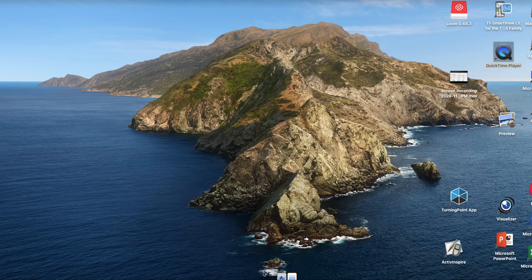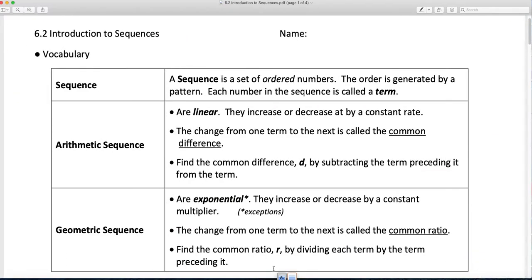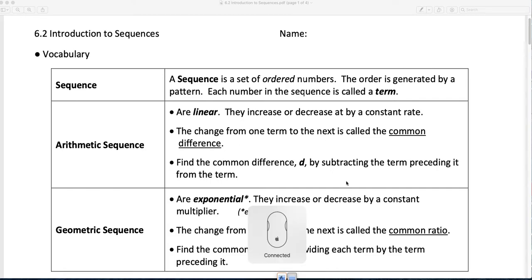Lesson 6.2, Introduction to Sequences. Let me go ahead and get the lesson copy up and get the pen activated. And hopefully you're with me. And there we go. All right.